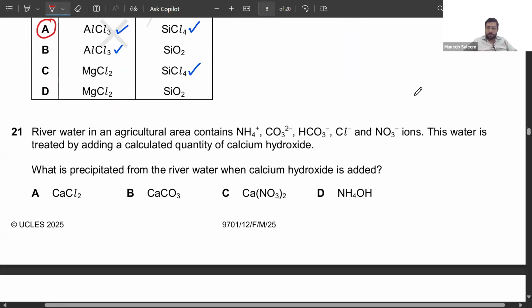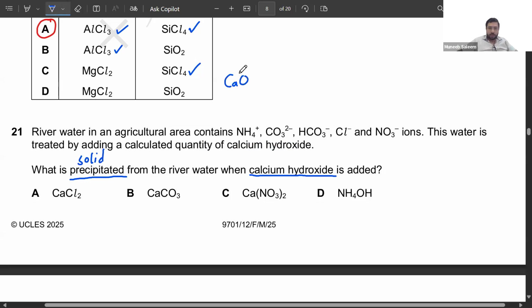So question number 21 states: river water in an agriculture area contains these ions. This water is treated with a calculated quantity of calcium hydroxide. What is precipitated from the river water when calcium hydroxide is added? So basically, we have to understand the formation of a precipitate, that means a formation of a solid compound by the reaction of the calcium hydroxide with one of these ions. So let's start with the ammonium.